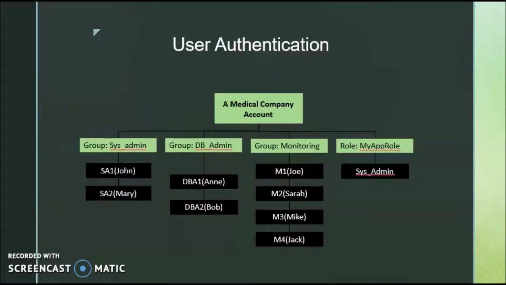So there are 3 groups and 1 role in the account of the medical company. There is a system administrator group, and they have the most control. Examples of system administrators are John and Mary. The database administrator is the administrator for all the database related tasks, and Anna and Bob are examples. There's a monitoring group which monitors Amazon resources such as EC2, S3, and RDS. Joe, Sarah, Mike, and Jack are part of the monitoring group.